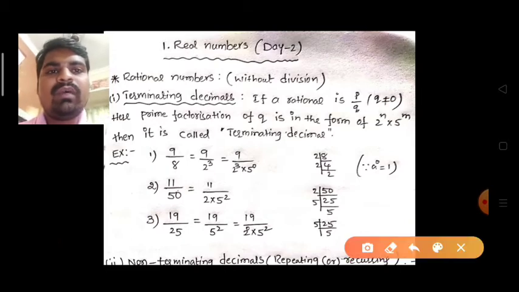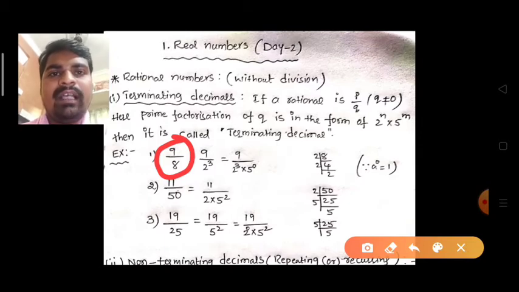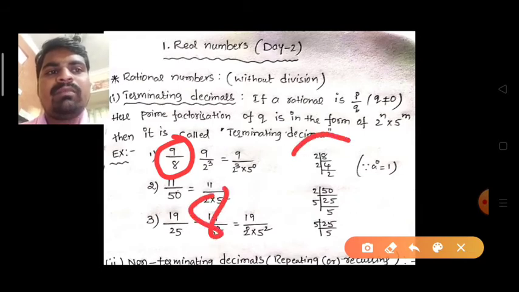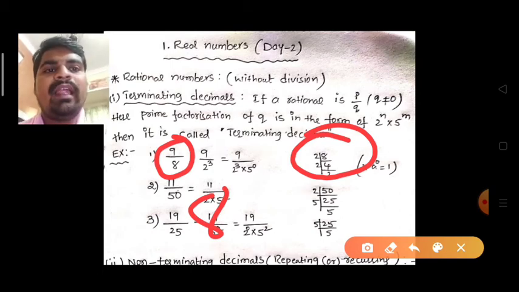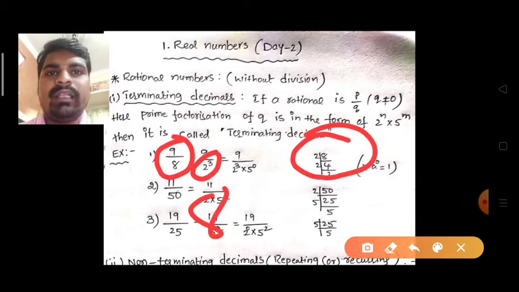First one, you observe here, 9 by 8. So without division we can identify whether it is terminating or non-terminating. Very simple. What is the denominator here? 8. 8 is the denominator. Here I have already found the prime factorization: 2 fours are 8, 2 twos are 4. So 8 we can write as 2 cube. 2 cube is nothing but, yes, it is in the form of 2 power n.